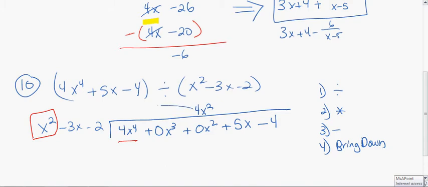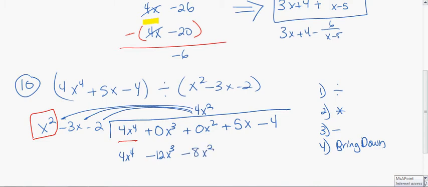So I'm going to multiply 4x squared times x squared, 4x squared times a negative 3x, 4x squared times a negative 2. So 4x squared times x squared is 4x to the 4th. 4x squared times negative 3x is a negative 12x cubed. 4x squared times negative 2 is a negative 8x squared.